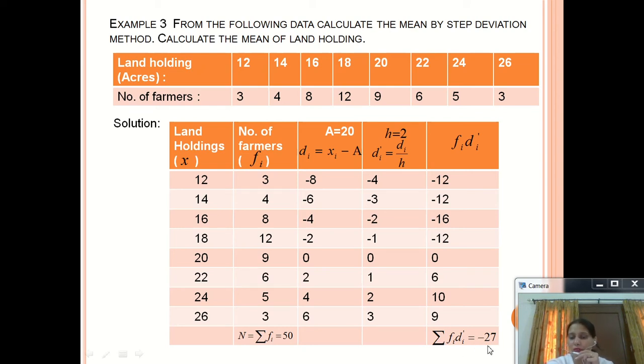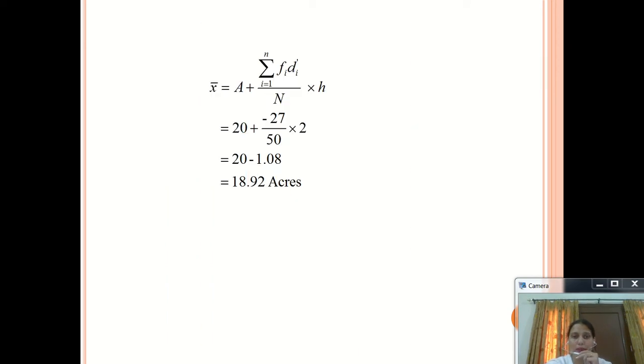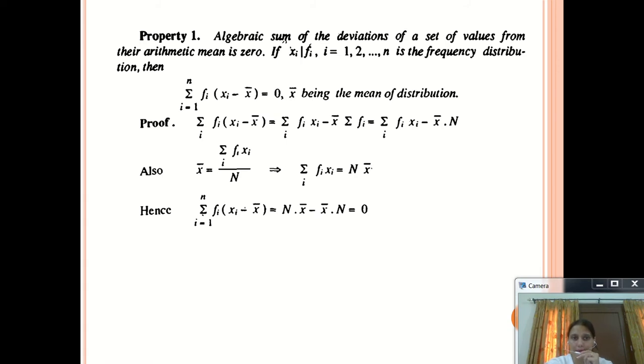Then put all these values in the formula of the step deviation method. So the formula is a plus summation fi di dash divided by n, into h. a is 20, summation of fi di dash is minus 27, n is 50, h is 2. So solve this, and the same answer will hold. So this is the arithmetic mean of a discrete series. Now these are some important properties related to the arithmetic mean.